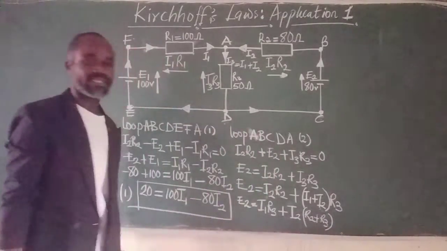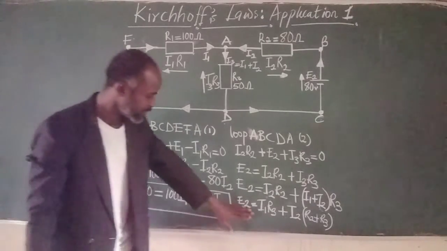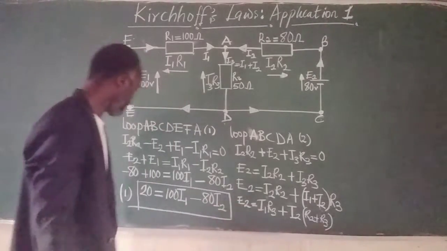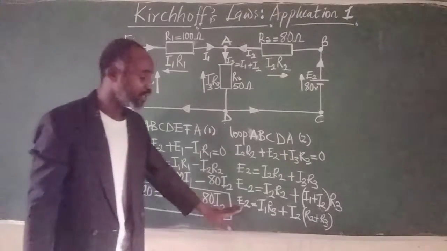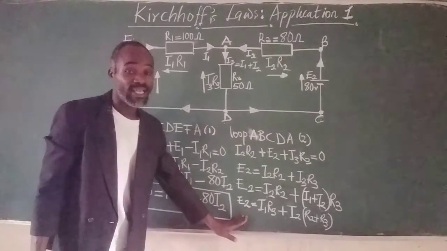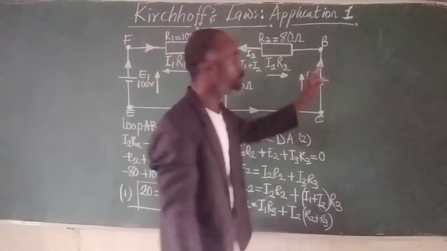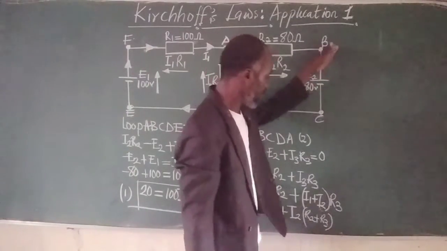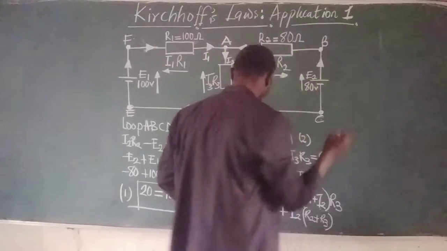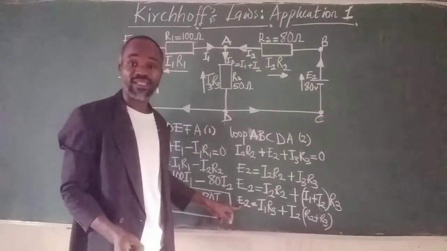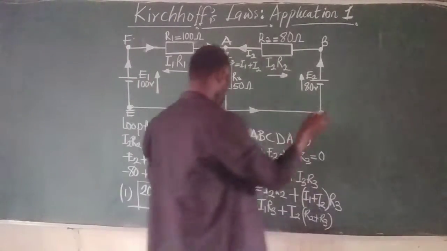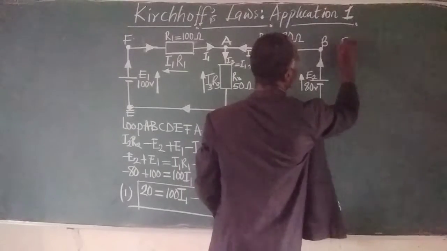So we have succeeded in generating this equation, and the next thing we are going to do is to substitute wisely and then have the second equation. If we substitute at this point, we want to substitute for E2, that is EMF 2, which is 80 volts.